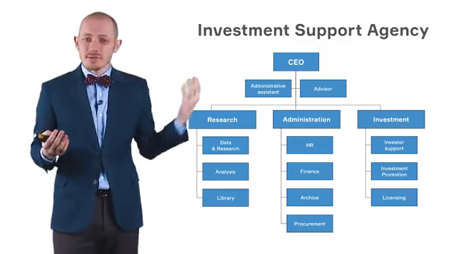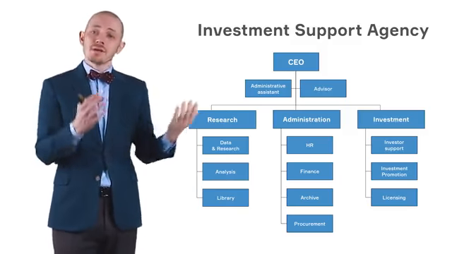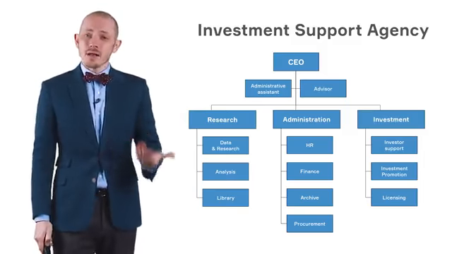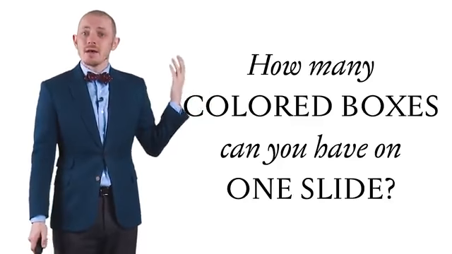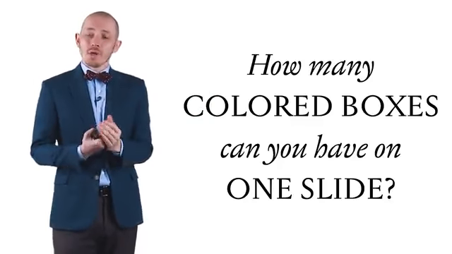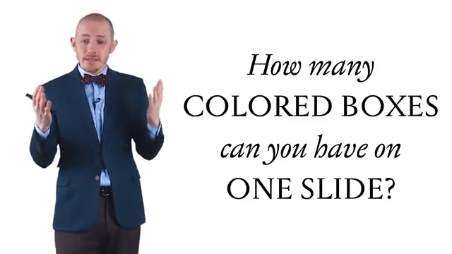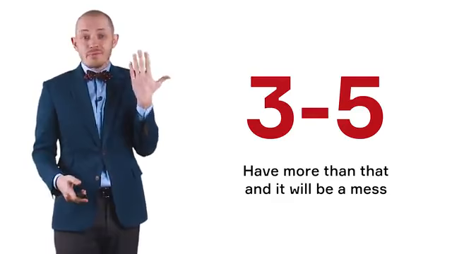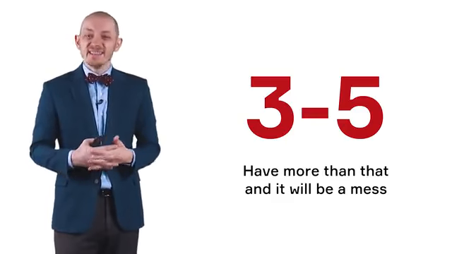And as you can see, the difference is not all that dramatic. And this is actually a huge lesson, because the difference in size is not as different as difference in color. What if we try it in color? The question is, how many colored boxes can you have on one slide? And this question, absurd as it may seem, actually does have a meaningful answer, and the answer is 3 to 5 boxes. And if you have more than that, it is likely to be a mess.